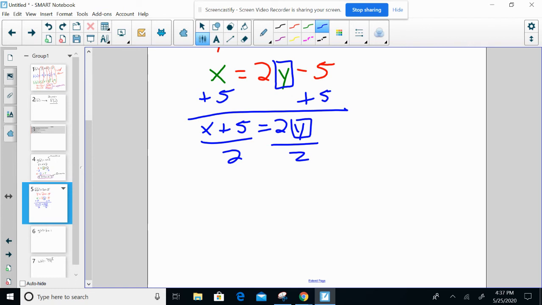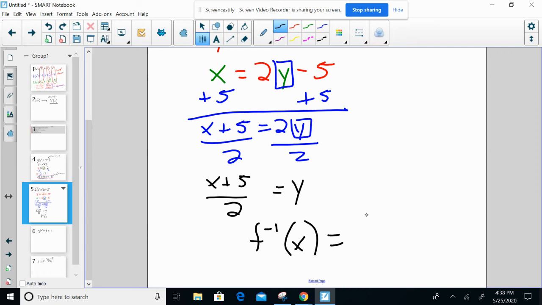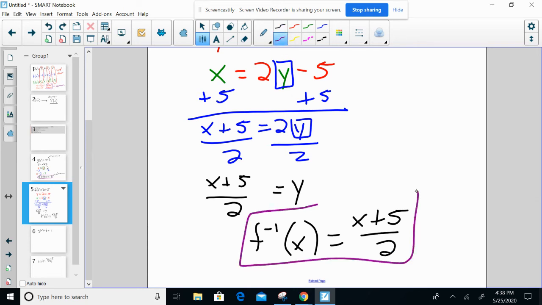Now, you don't have to do anything fancy here. The answer is y equals x plus 5 over 2. Don't try and divide x by 2. It's impossible. No reason to do any division. You're done. Just make sure the function is called f. So the inverse of f is x plus 5 over 2. There it is. That's your inverse. That's your answer.